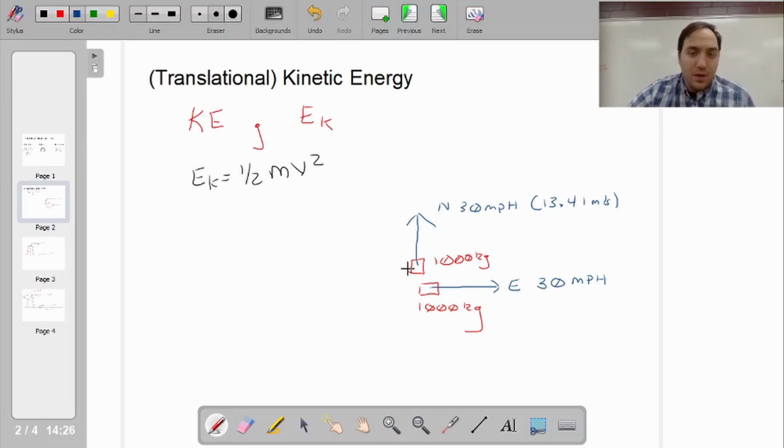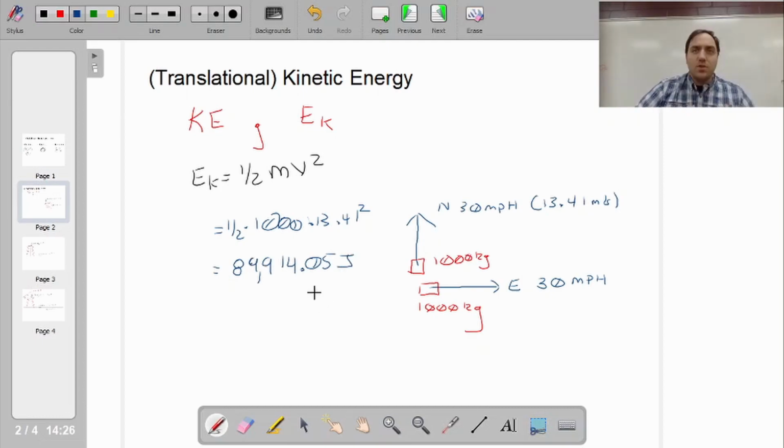In this example, the 1,000-kilogram car would have 1/2 times 1,000 times 13.41 meters per second squared joules of energy, or 89,914.05 joules. So all we need to do is, again, know how fast something's going and know its mass, and we can find its kinetic energy.